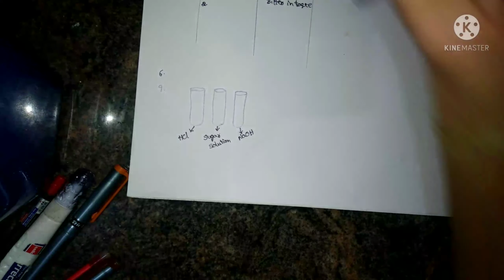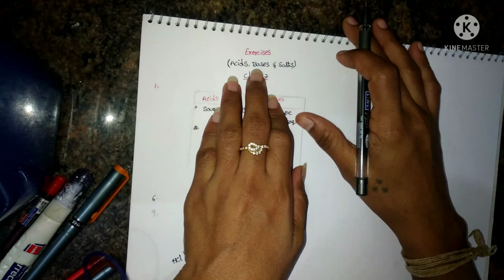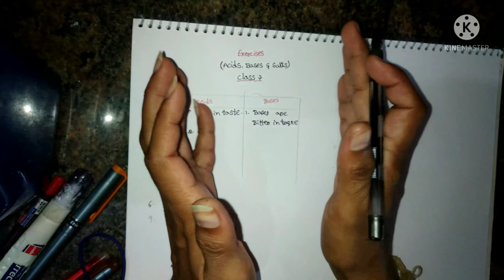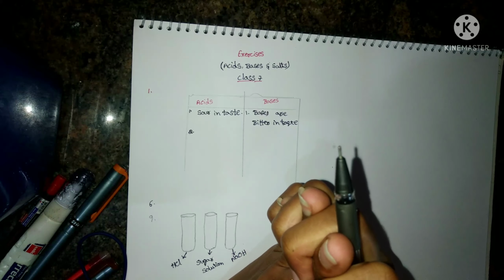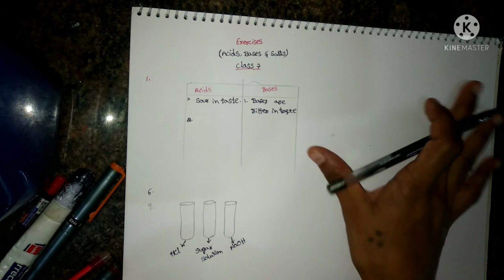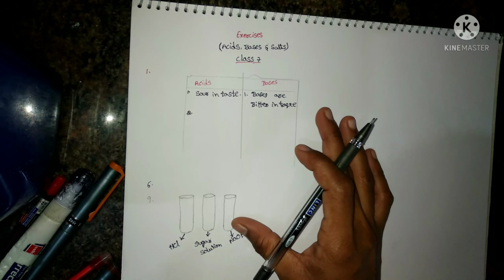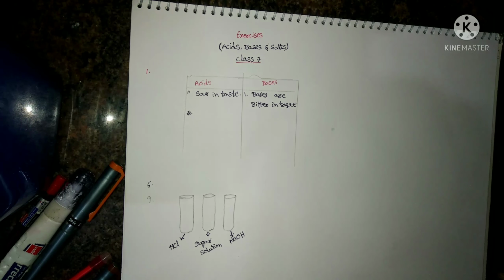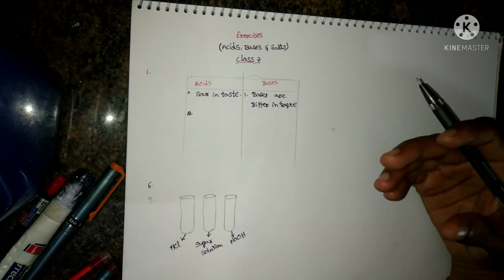With this, the class 7 acids, bases and salts complete explanation as well as the question and answer part is over. Still, if you get any doubts, you can ask your doubt in the comment section. If in one word the reply is possible, I will give it. If it is not possible in one word, I will make a video and post it.